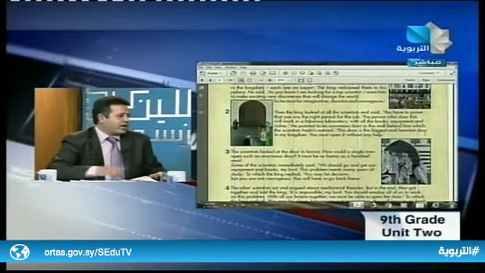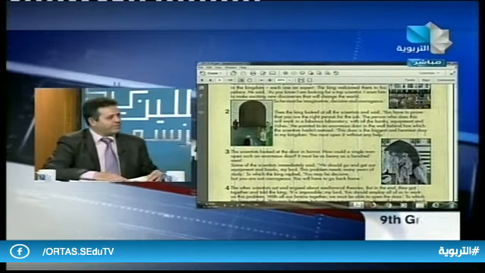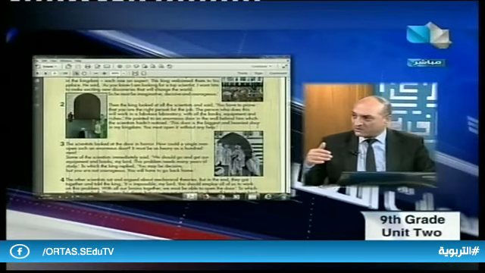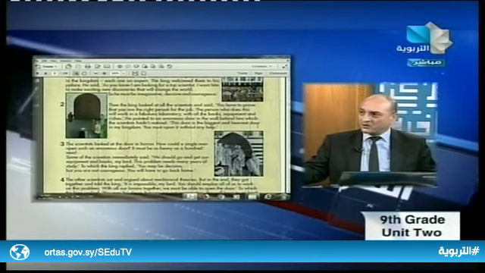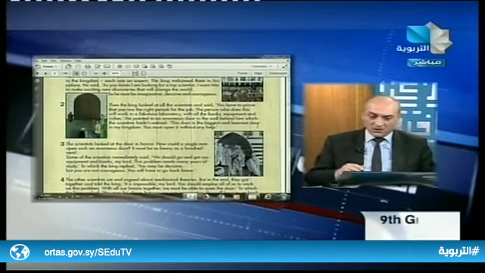We cannot open this door. It's impossible. They gave up. So this is the first group. Some of the scientists immediately said, we cannot open such a big door. It's impossible. Exactly.